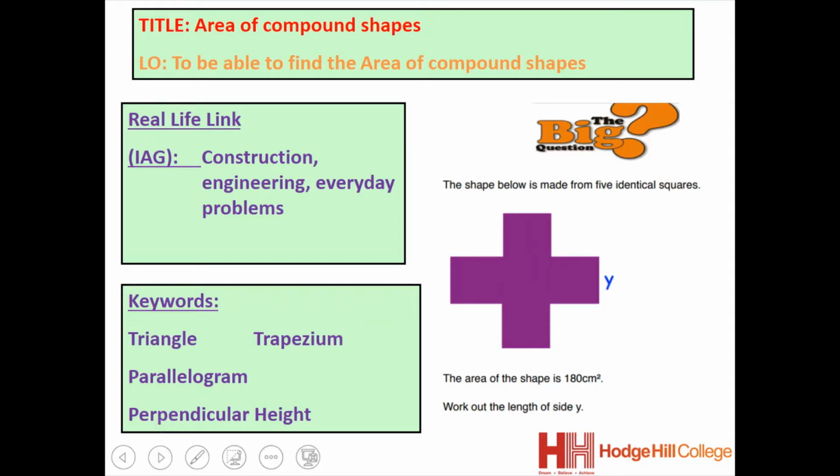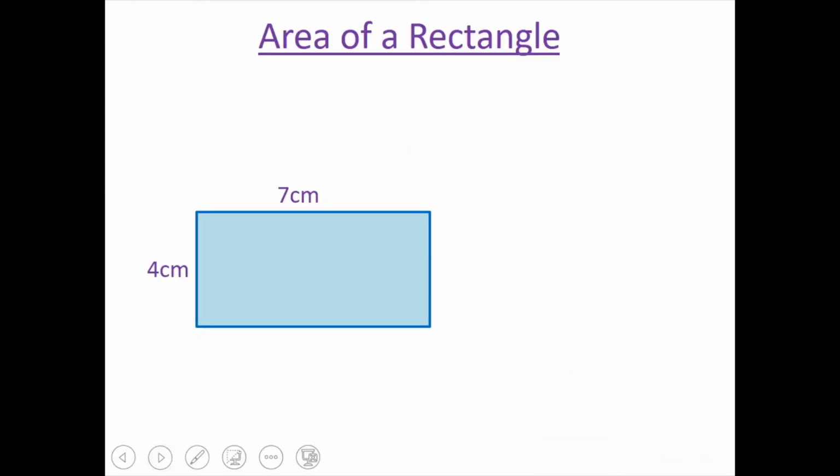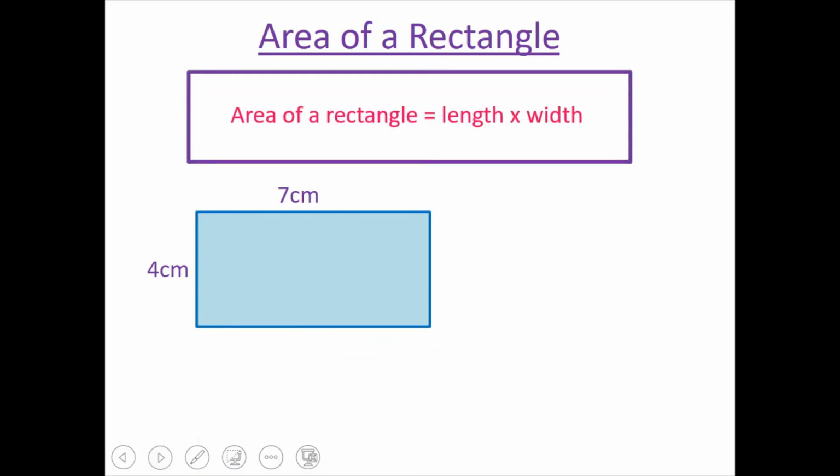So before we start this, we just need to recap on what we know from our previous lesson. Now we need to find out the area of a rectangle, and the formula is length times width. So if we were doing this question up here, finding out the area of this rectangle, we would say 4 times 7, which is 28, and getting our units right, centimeters squared.